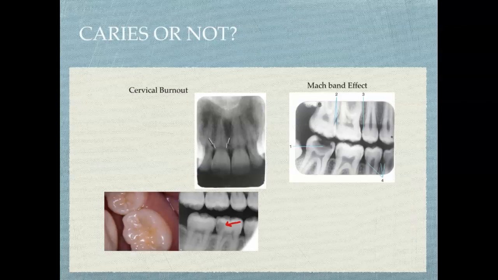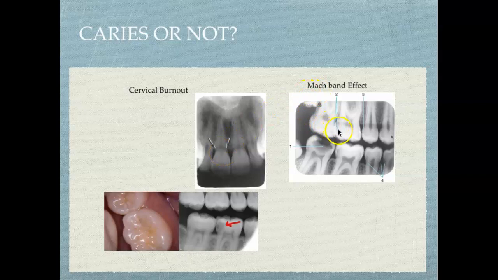Now we can look at some areas or effects that could be misinterpreted as caries. One of them is cervical burnout. At the cervical or CEJ area, in some people's teeth, the tooth can be very thin. Remember that, and not very dense. So remember that that would result in a radiolucent area that could be misinterpreted as caries.